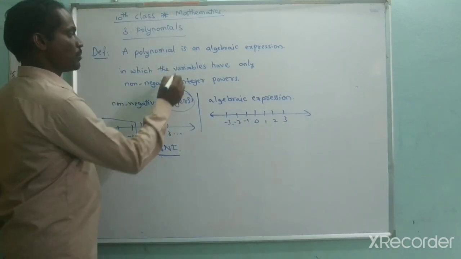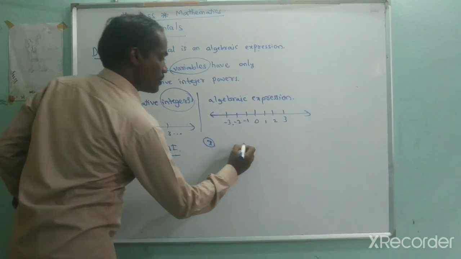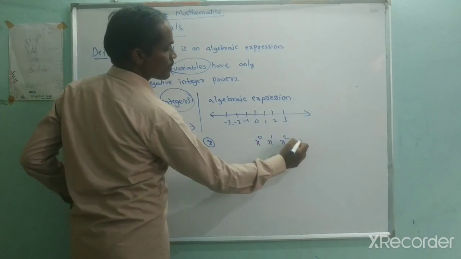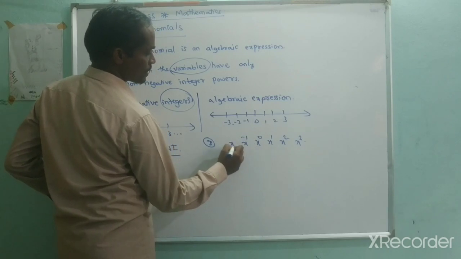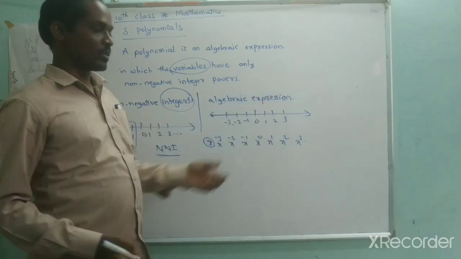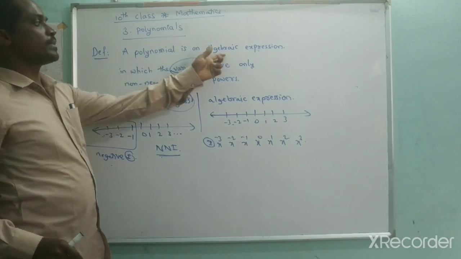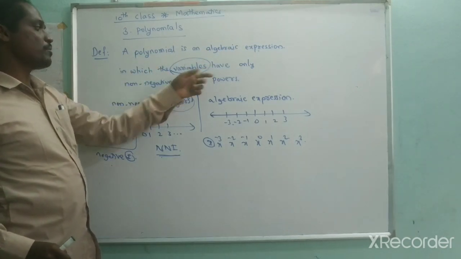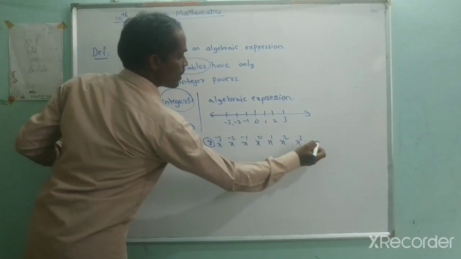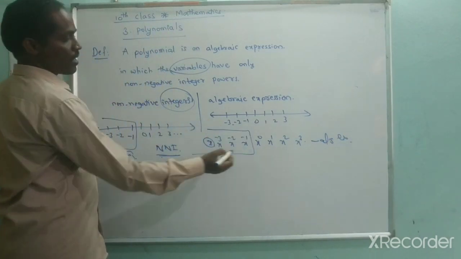So we take a variable. Suppose here we use variable x. Power of 0 we write here, x power of 1, x power of 2, x power of 3, and x power of -1, x power of -2, x power of -3. These are all algebraic expressions, to understand easily. But in this definition, a polynomial is an algebraic expression in which the variables have only non-negative integer powers. So we want only non-negative integer powers.